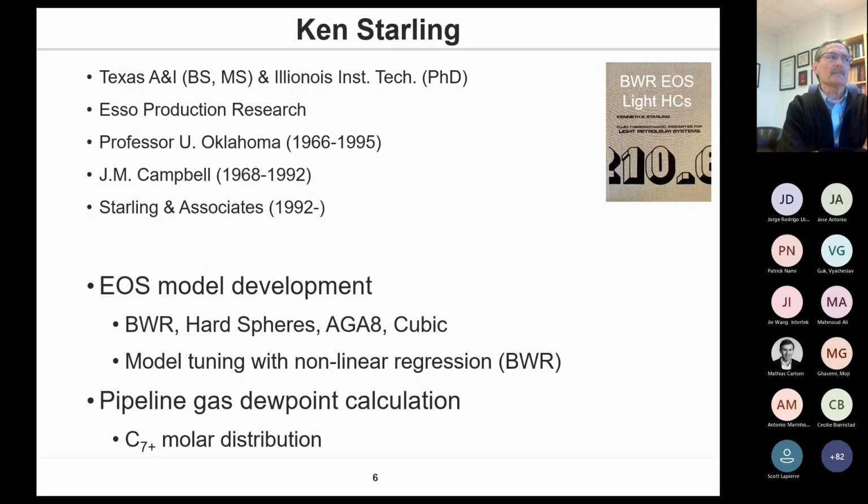He actually published a paper in the 60s on doing EOS model tuning with the BWR equation of state for petroleum systems. And then some of the last work he did was on pipeline gas dew point calculations based on, I think it's called, the cold mirror method of measuring dew point for natural gases, and showed how the description of very small amounts of the C7 plus in the gas had a profound effect on the ability to predict accurately and tune the equation of state to these measurements of dew point.